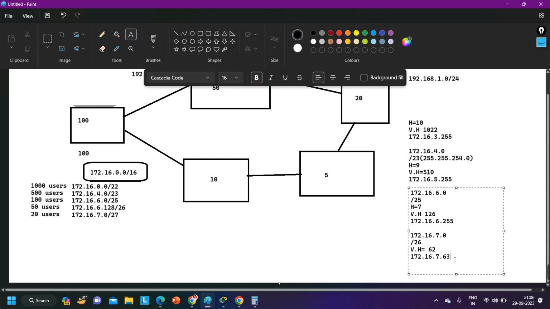And the next network, where did we make a mistake, brother? Is everything correct till here? The next network will be 172.16.7.64. Right? 64.0.